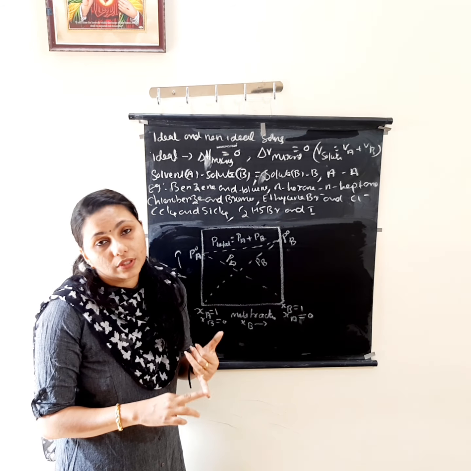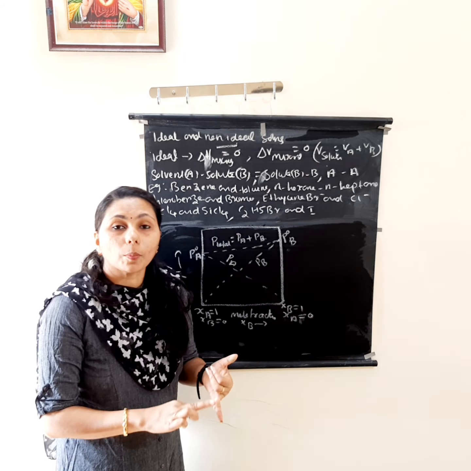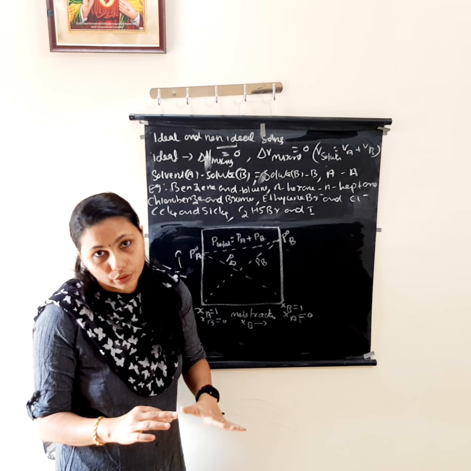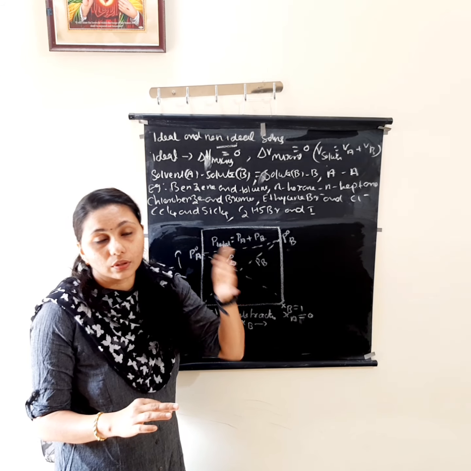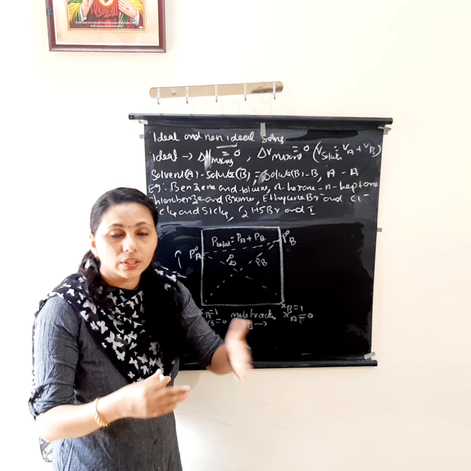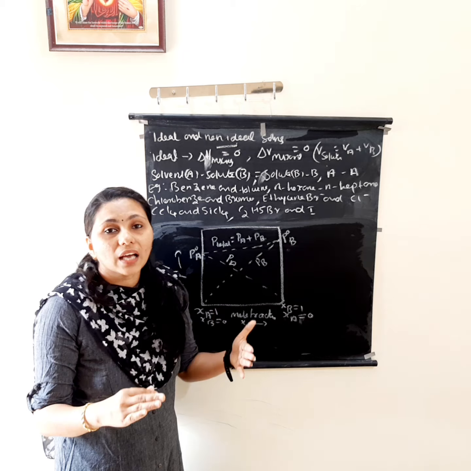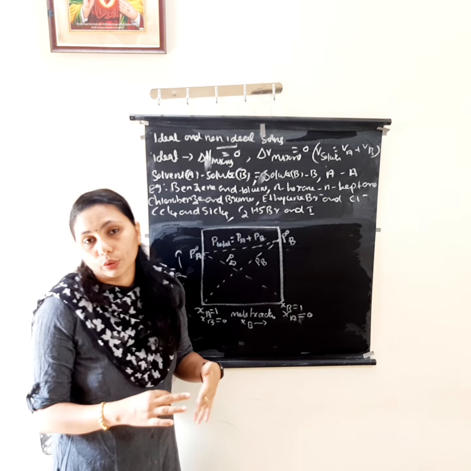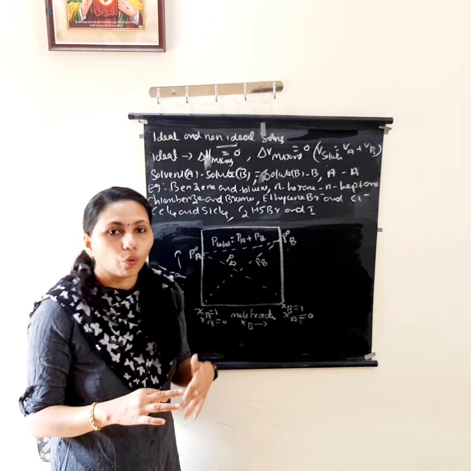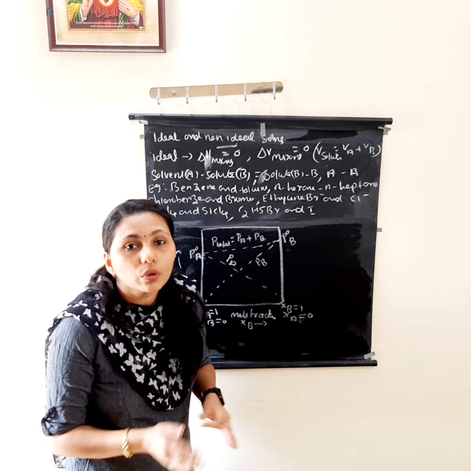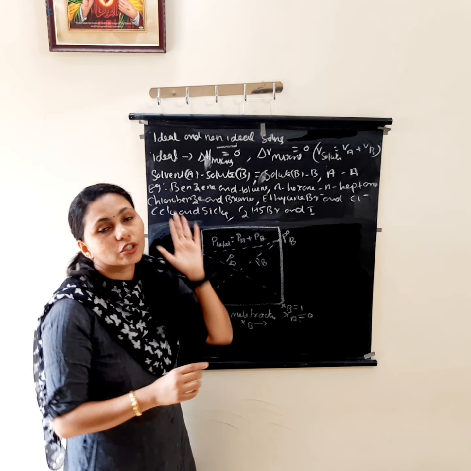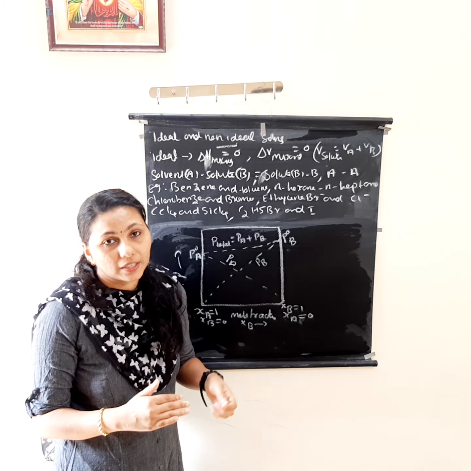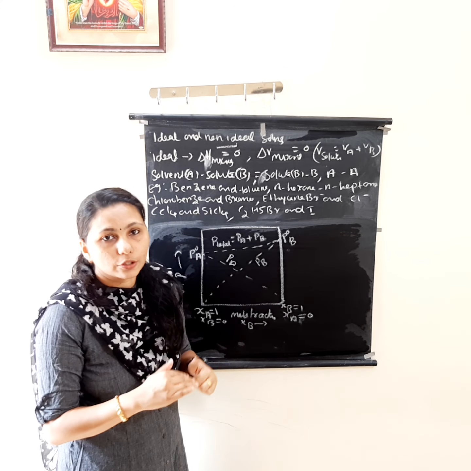That means suppose the component A is 10 ml and the component B is 10 ml. So after mixing it will be equal to 20, not more than 20 and not less than 20. That means delta V mixing, after formation of this ideal solution, there is no change in the volume. That is delta V mixing equal to 0. Next is delta H mixing equal to 0. That means there is no enthalpy change taking place in the formation of ideal solution.